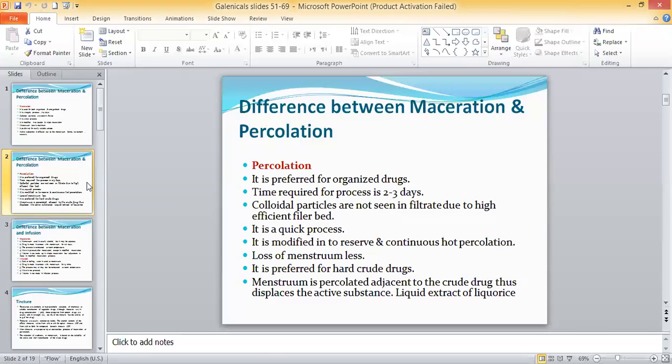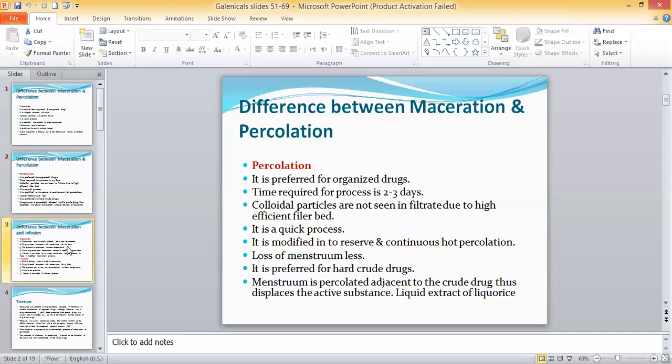It is modified into reserved percolation and continuous hot percolation, and loss of menstruum is very less in it. It is preferred for hard crude drugs, and menstruum is percolated adjacent to the crude drug, and it displaces the active substance. Liquid extract of licorice is the example for it.